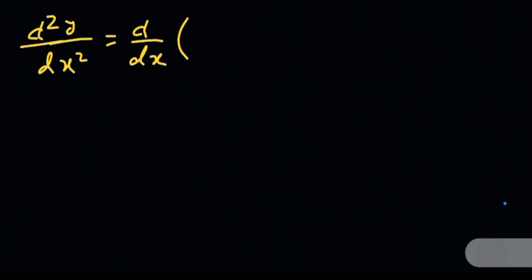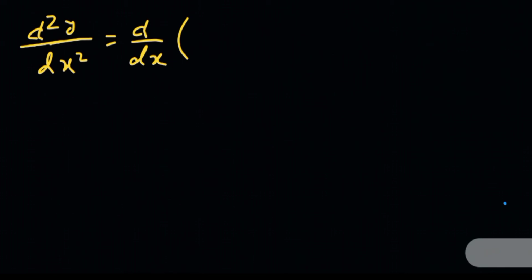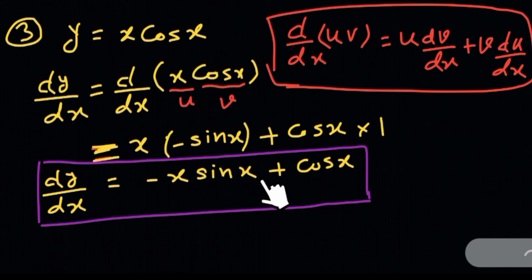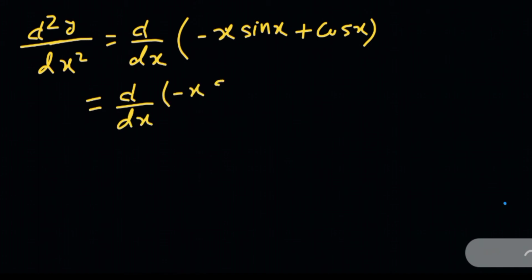Okay, so in place of dy upon dx I will write minus x sin x plus cos x. And now I will derive this with respect to x. So if I derive this with respect to x, then the derivative of the first term, that is minus x sin x, and plus the derivative of cos x with respect to x.